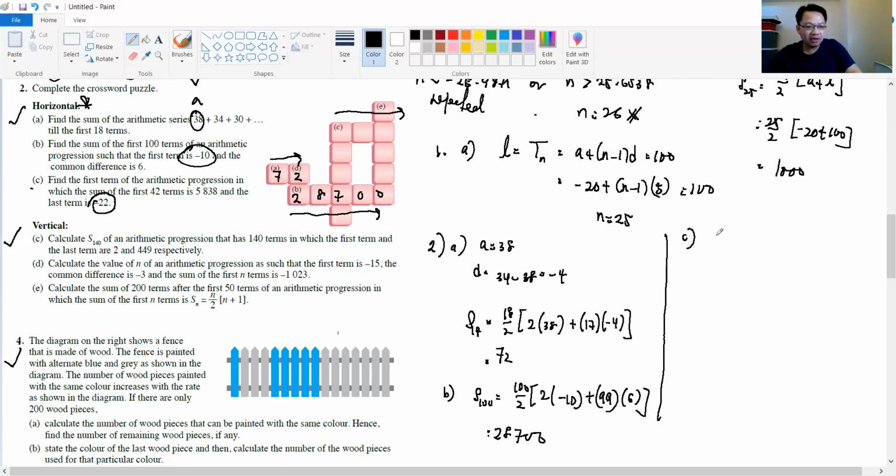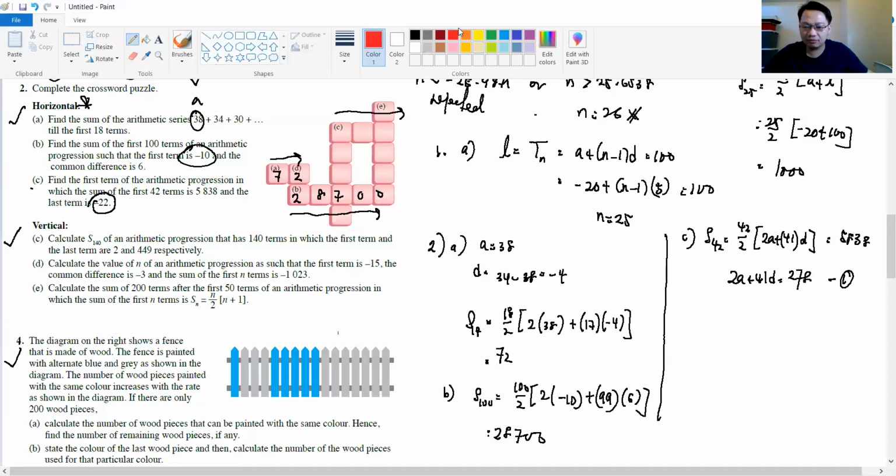Okay, so for question C, the sum of 42 terms, S42, equals 42 over 2, bracket 2a plus 42 minus 1, 41 d, equals 5838. Okay, we simplify this number first. So we are supposed to get 2a plus 41d equals 5838 times 2 divided by 42, so equals 278. So this is the first equation.